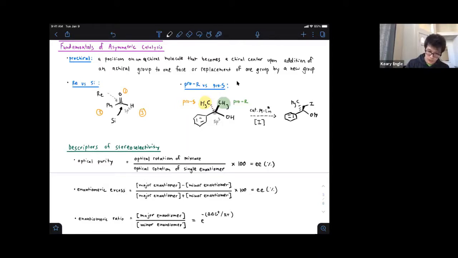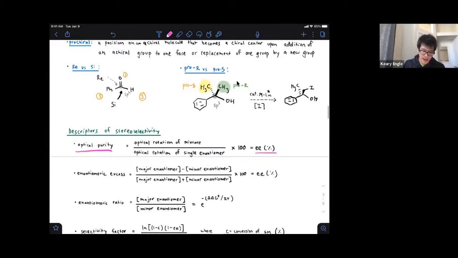And so what was used, the optical purity, which is just defined as the ratio of the optical rotation of the mixture and the optical rotation of a single enantiomer, is conveniently this metric that we use so commonly these days called EE. So the reason why we use EE as a field, it ultimately stems from the fact that this directly came out of the most commonly used measurement back in the day.